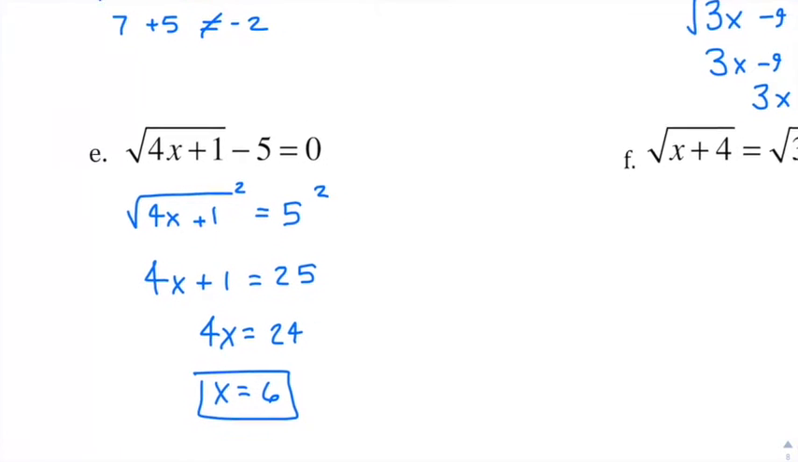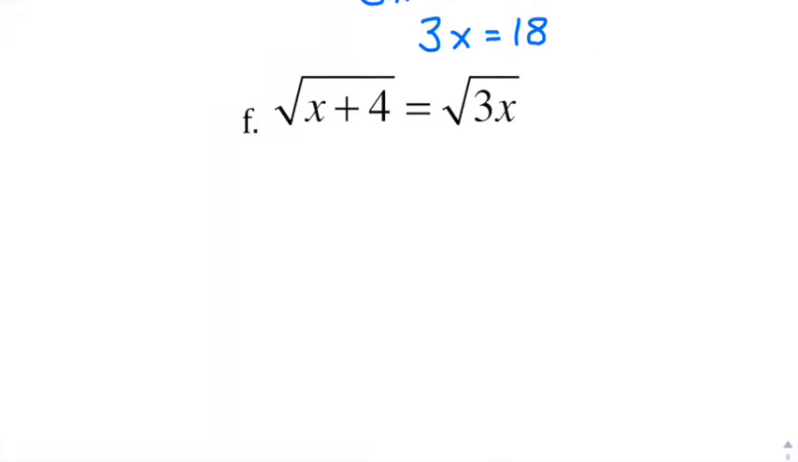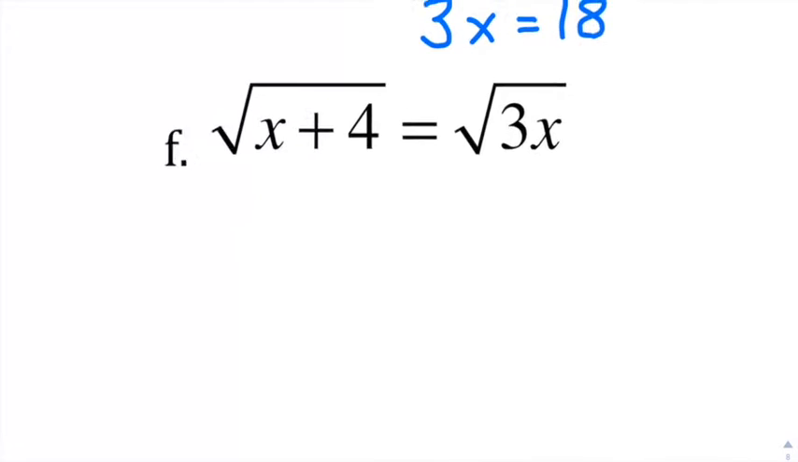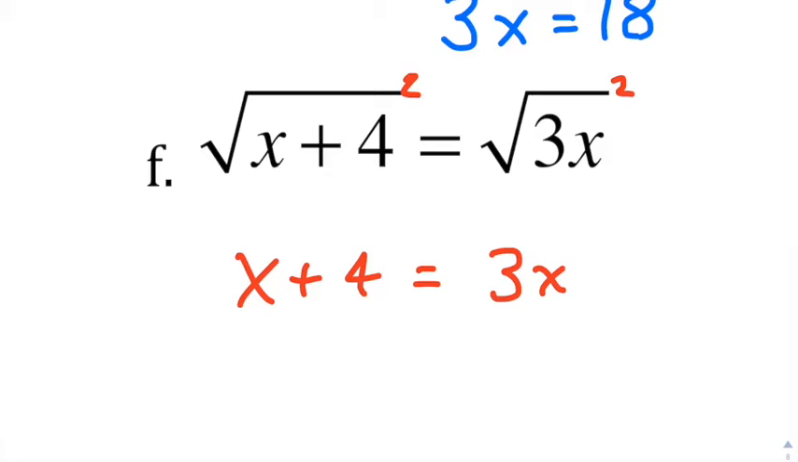Not too bad on that one. That one's actually a little bit easier. Now sometimes you'll have two radicals. So like on this one here, what we'll need to do is square both sides. We still do exactly what we think, but now we square both sides, and now we got x plus 4 and then equals 3x.